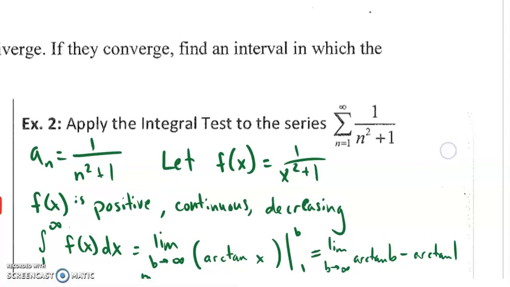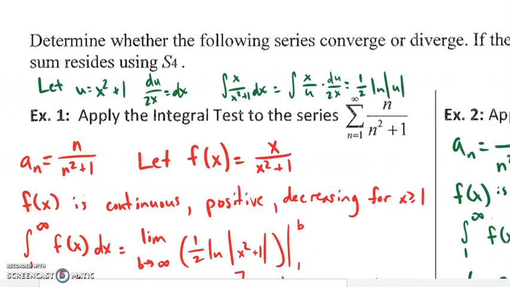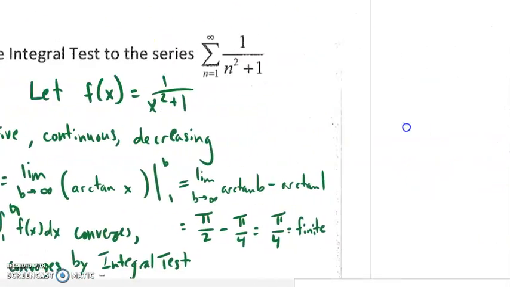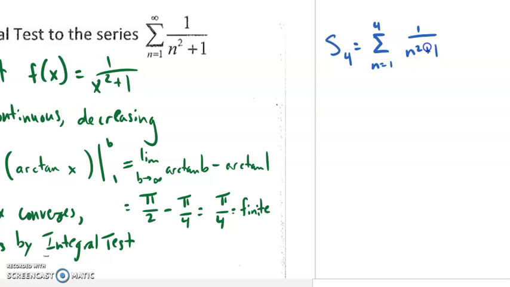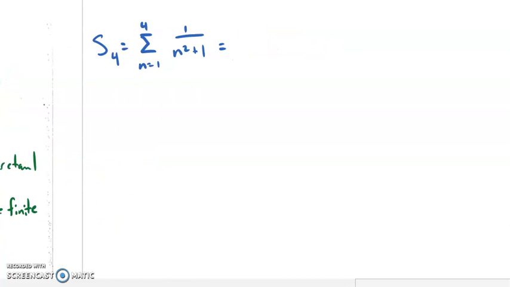I believe the instructions say if it converges, find an interval in which the sum resides using S sub 4. So let's start by finding S sub 4. That means we're going to find the fourth partial sum. S sub 4 is going to equal the sum of the first 4 terms of this series. You can use a calculator for this. This is definitely a calculator sort of problem, and it works out to be approximately 0.8588.